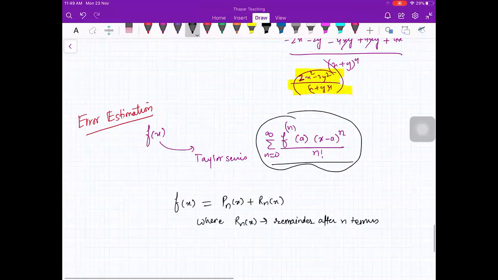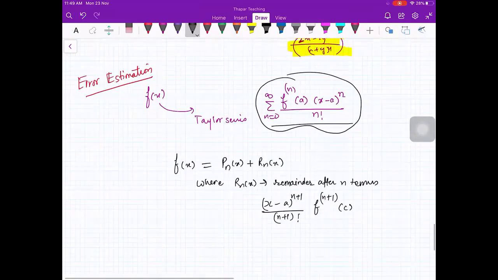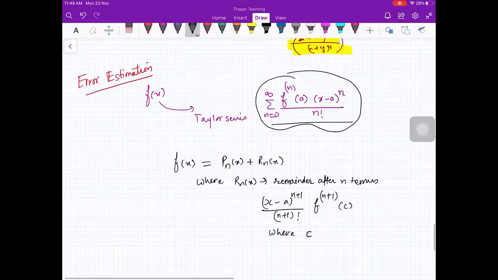And this was equal to, can anybody tell me, x minus a raised to power, anybody, what was the remainder? n plus 1 upon n plus 1 factorial into the n plus 1th derivative at c, where c was between a and x. This thing is clear to everybody, right? Now what was the error estimation?